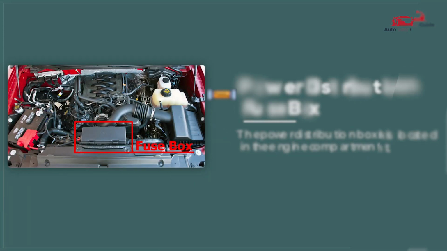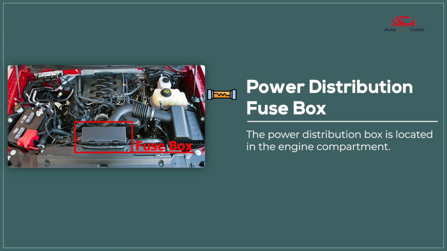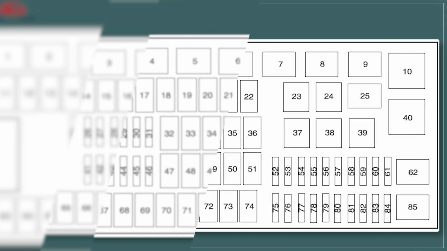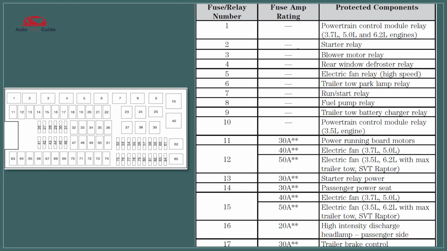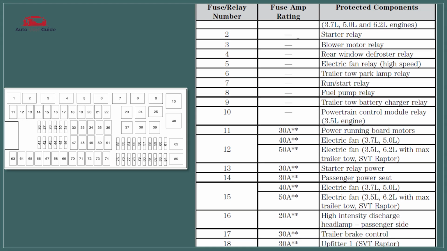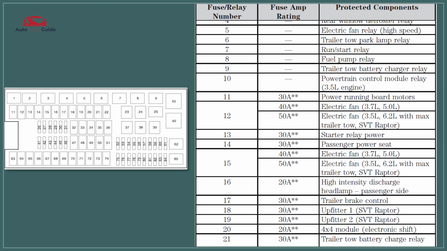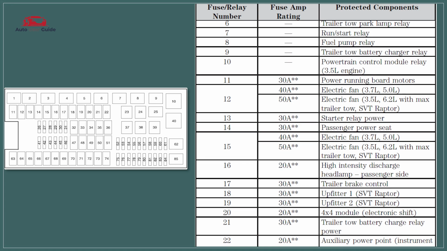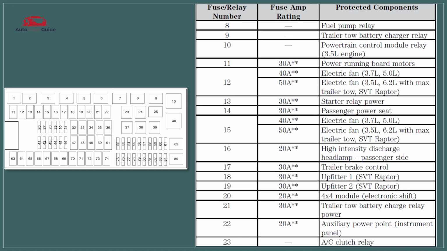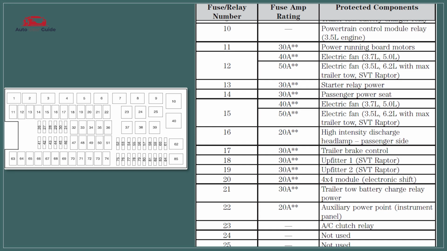Power distribution fuse box. The power distribution box is usually located in the engine compartment and manages high current circuits. It contains fuses and relays for vital systems like the ignition, fuel pump, and cooling fans. This box ensures safe power delivery to essential engine components.